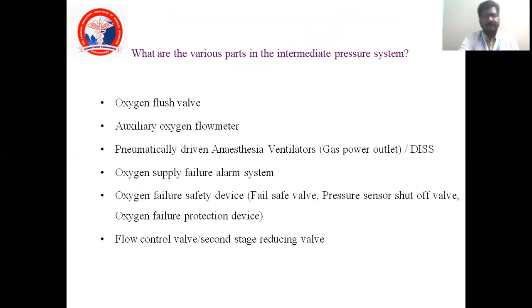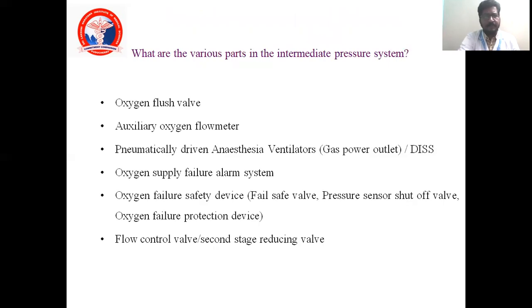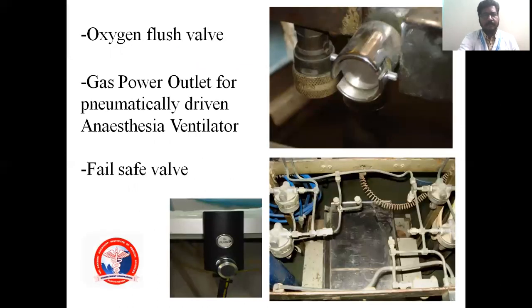The intermediate pressure system we have discussed in the previous slides also. In addition to that, we have an oxygen flush valve and the auxiliary oxygen flow meter. This is the oxygen flush.